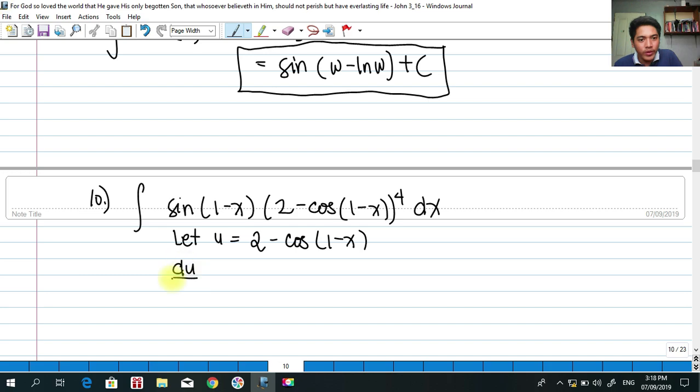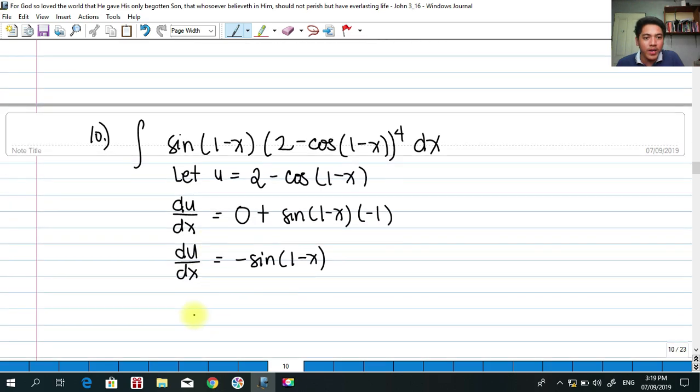If we get the derivative of U with respect to x, this should be 0. The derivative of cosine itself is negative sine. Multiplied by the negative, that should be a positive sine(1 minus x). And the derivative of the inside function of the cosine, 1 minus x, is simply negative 1. So we have du over dx equal to negative sine(1 minus x). If we cross multiply this, we have du equals negative sine(1 minus x) dx. The sine(1 minus x) and dx are actually available in our integrand.